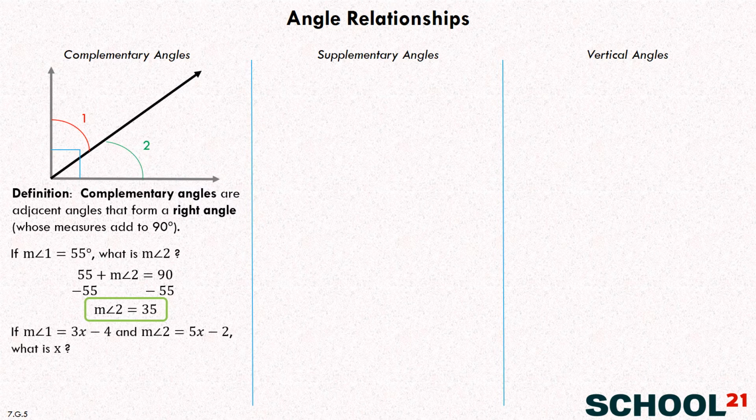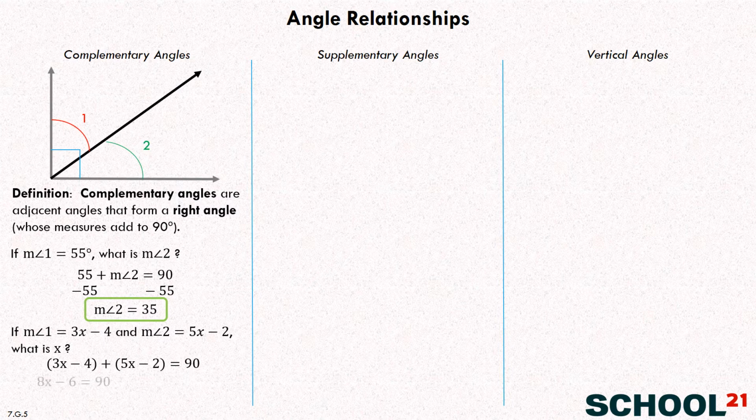Let's do another example here. If measure of angle 1 equals 3x minus 4, and measure of angle 2 equals 5x minus 2, what is x? So in this case, we're not solving for the measure of the angle. We're solving for this variable x. But we know the relationship between these two things. We know that measure of angle 1 and measure of angle 2 add up to what? Right, 90. So we can add these two expressions and set them equal to 90 like that. Does that make sense?